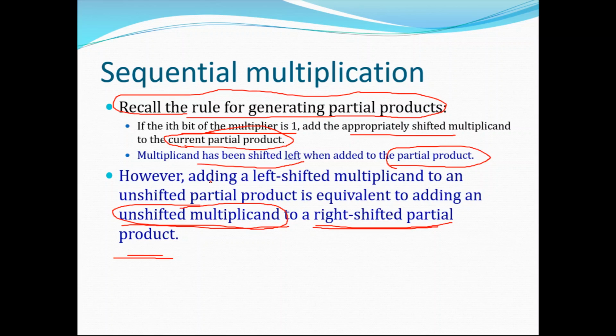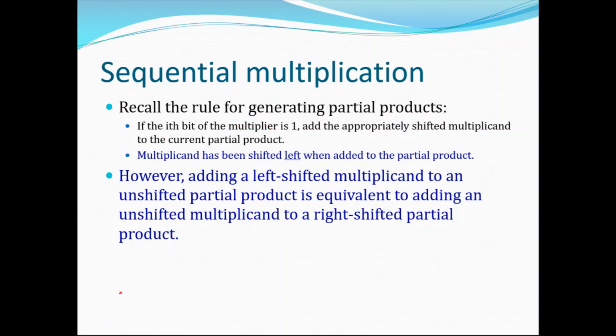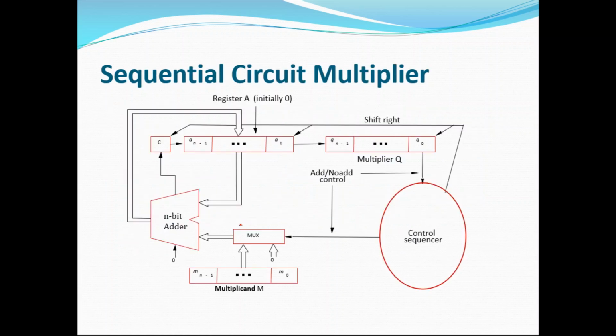So adding a left shifted multiplicand to an unshifted partial product is equivalent to adding an unshifted multiplicand to a right shifted partial product. So this is the basic rule by which the sequential multiplication algorithm is going to work. Here the right shifted partial product will be added with the unshifted multiplicand. So let us see how it works.